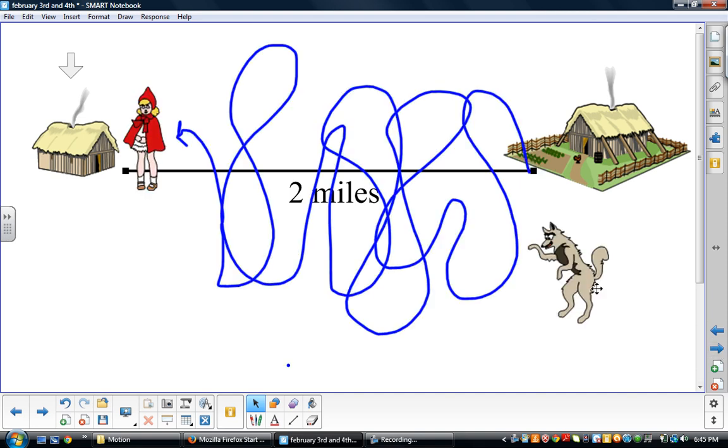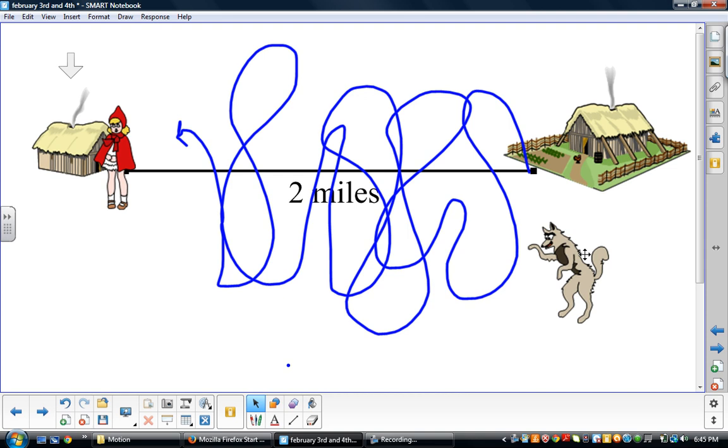Alright, what if the wolf is chasing her, and the path that she followed to Grandma Hood's house went something like this? Alright, what's the distance that she's traveled? Well, it's certainly more than 2 miles. It's probably more like 5 or 6 miles. But what's her displacement? Her displacement is 2 miles.